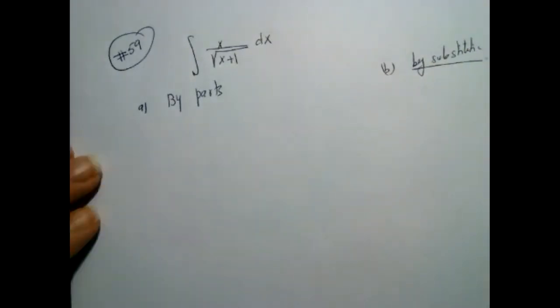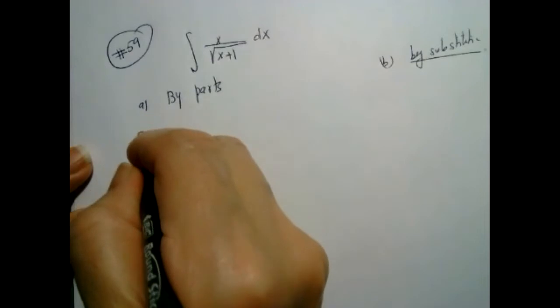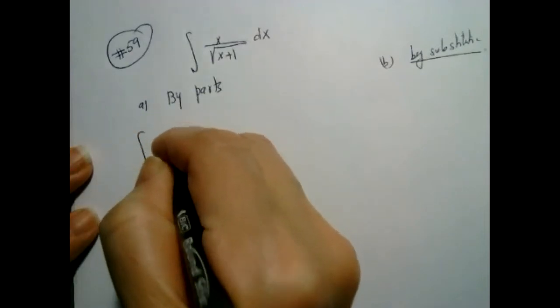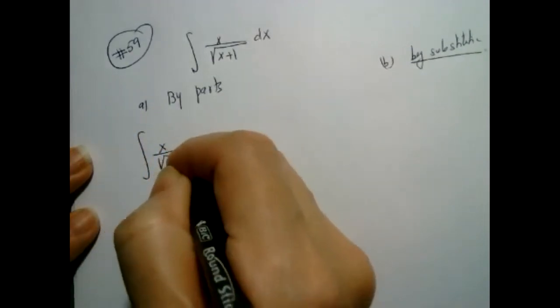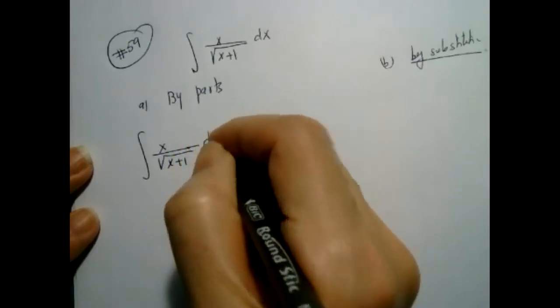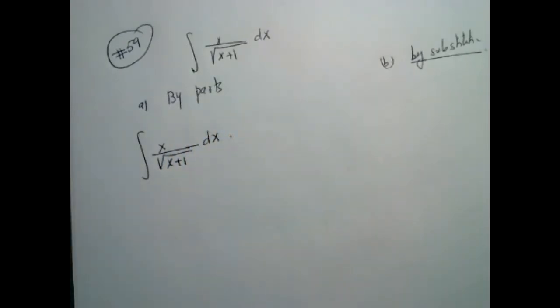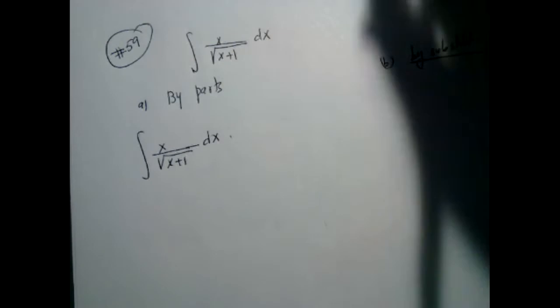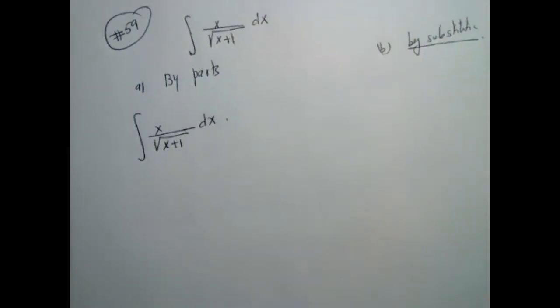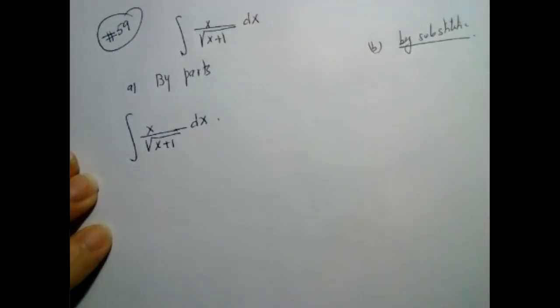Okay. So first we're going to do it by parts. We have the integral of x over the square root of x plus 1 dx. If we want to do it by parts, what are going to be the parts? Anybody tried it?